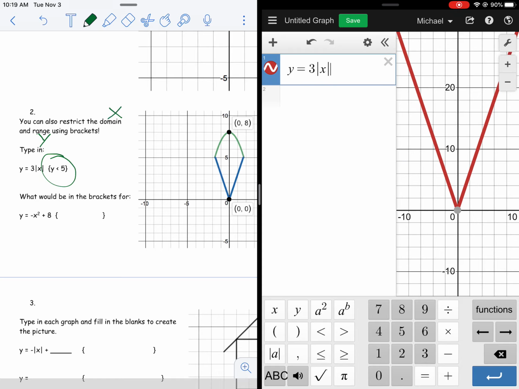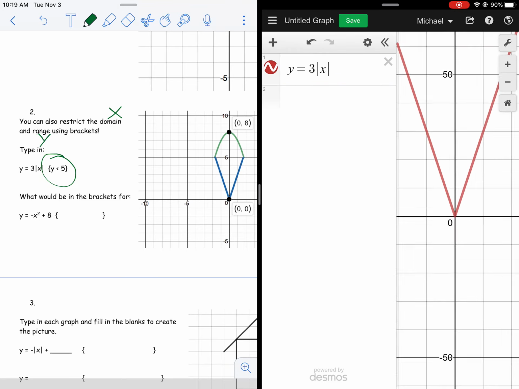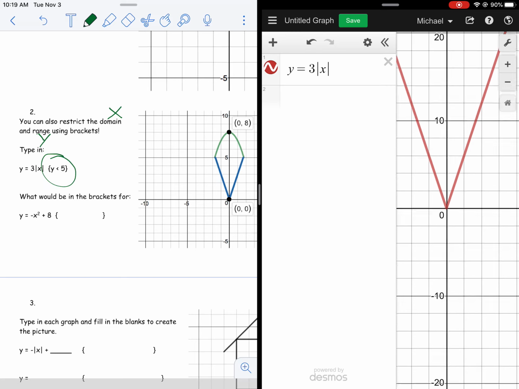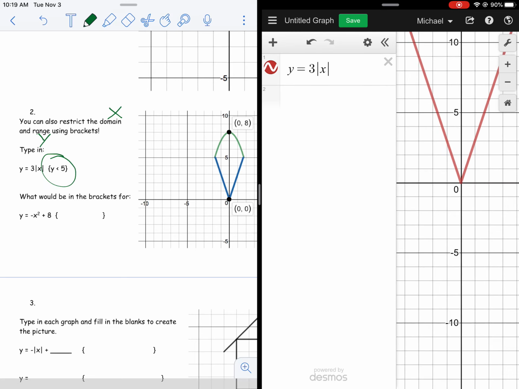Okay, right here, it's called restricting the domain. I want to cut it off at 5. And as we can see on my graph, it goes on forever and ever. We want to cut it off at 5. That's where it's cut off right here.